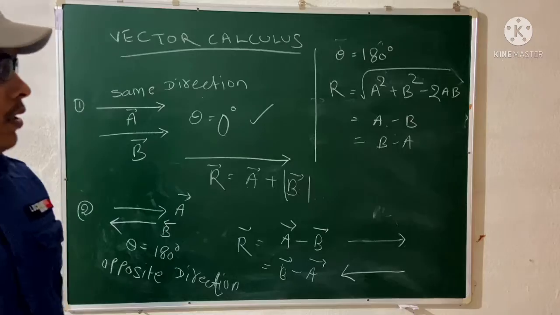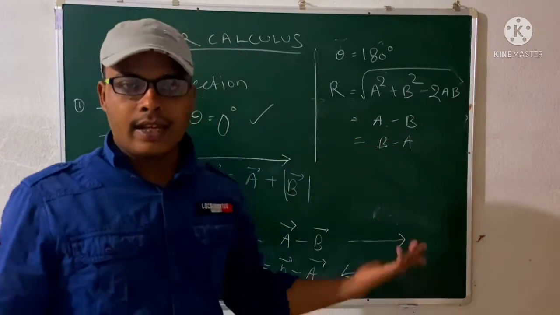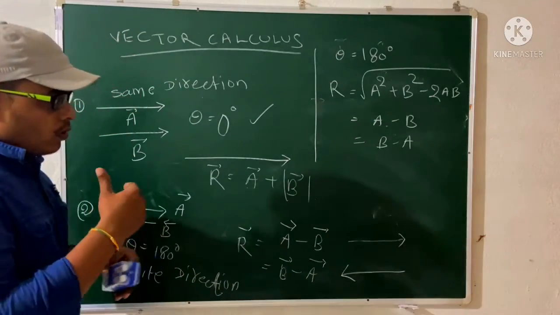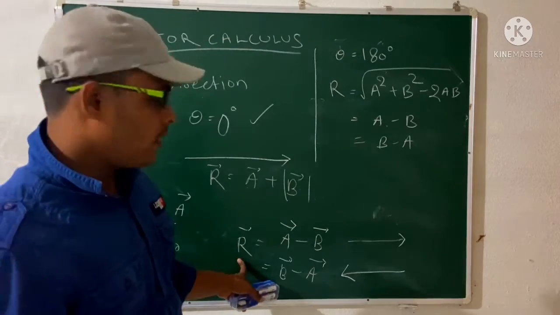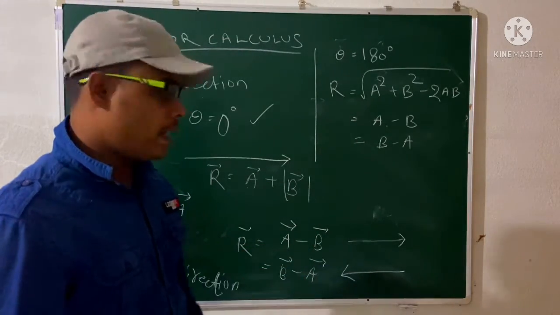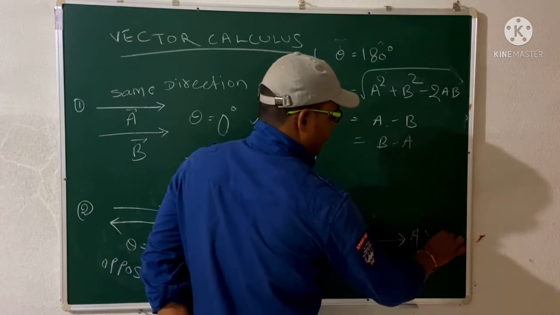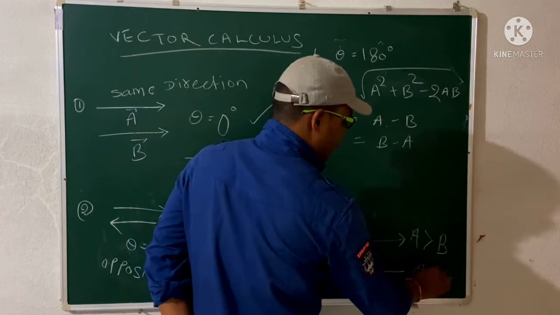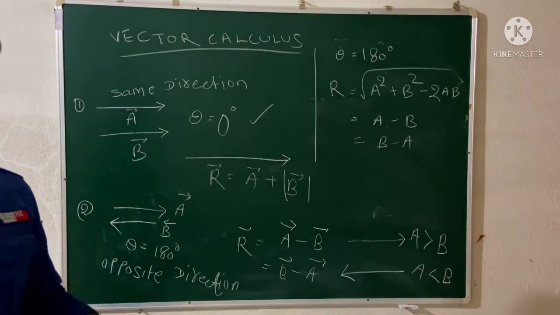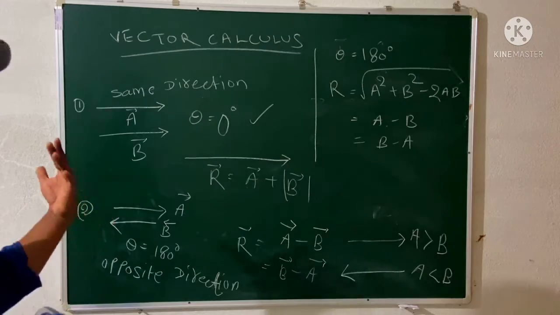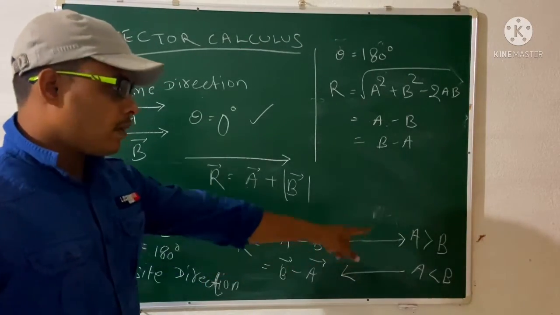There are two solutions. That means the answer of root of A square plus B square minus 2AB can be A minus B or B minus A. So when will it be A minus B and when will it be B minus A? That means your resultant vector may be A vector minus B vector or B vector minus A vector, depending on whether A is greater than B or A is less than B. So how to find the magnitude? We have discussed it in the previous lectures of vector calculus.